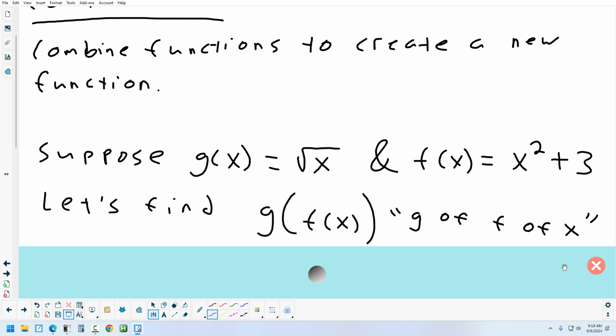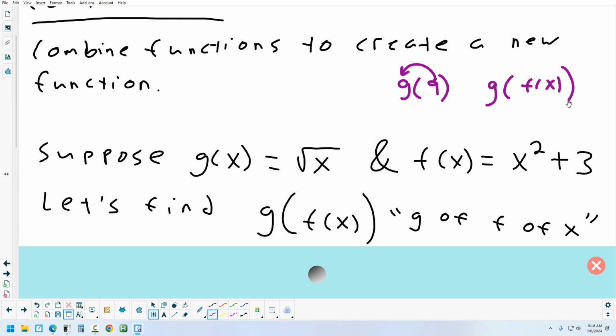Now, if I wrote g of 9, how would you do that? If I said evaluate g of 9, what would you do? You plug 9 into x. You plug 9 in for the x in which function? G. You take the 9 and you fill it in for the letter in the g function. Well, this means the same thing.